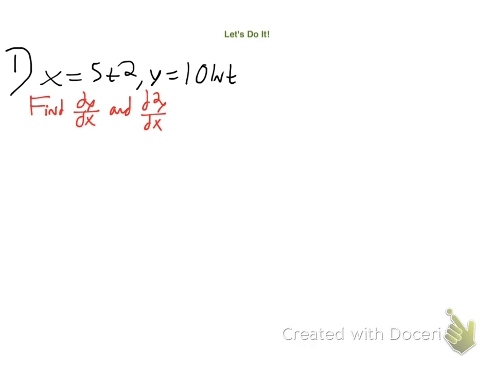Okay, so this is the first example that we have for finding the simple derivatives of parametrically defined functions. We have x equals 5t squared and y equals 10 natural log t. And we're going to find the first derivative and the second derivative.